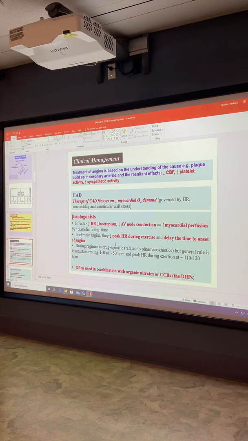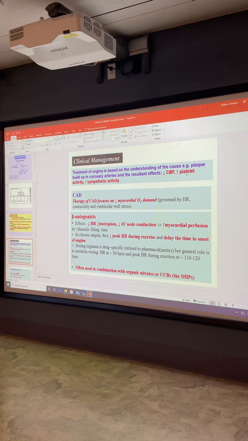So let's look at clinical management and what we will do. If you want to treat angina, we want to know the cause of it. I've been talking to you about plaque buildup in the coronary arteries. When the plaque builds up in the coronary arteries, what happens? Coronary blood flow will reduce. So one of the strategies for treatment is to increase coronary blood flow.